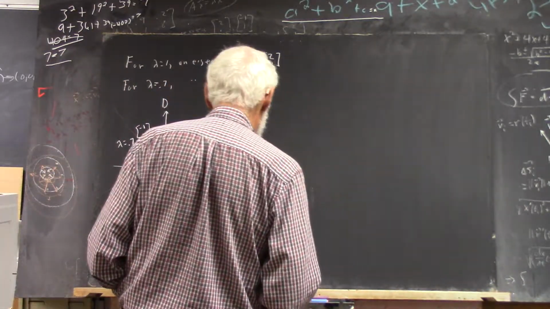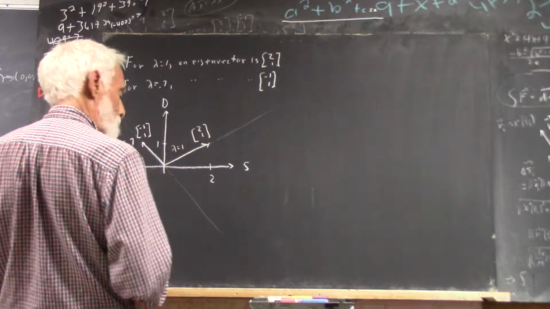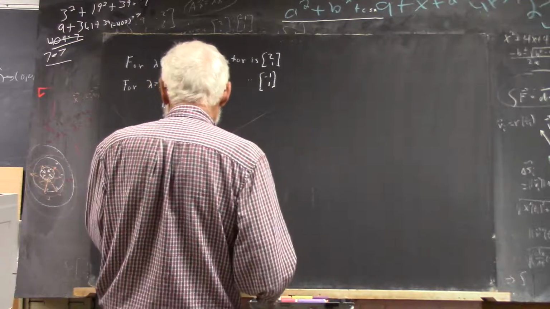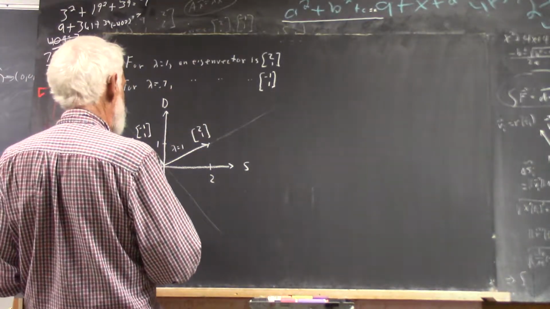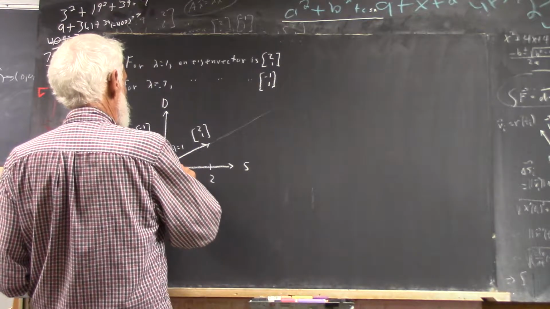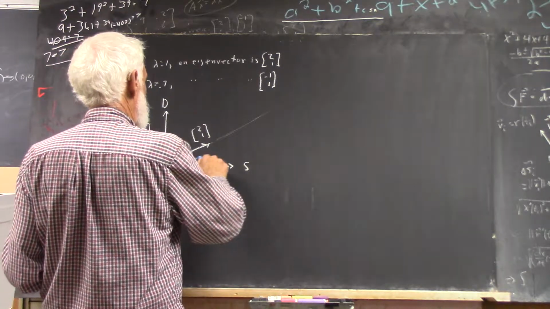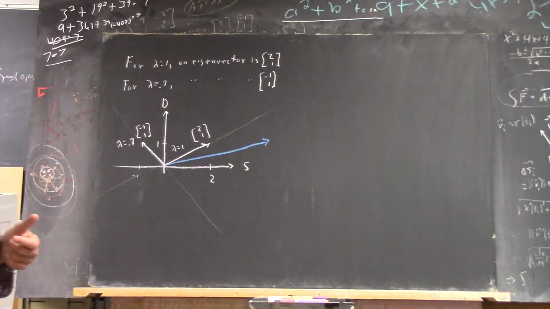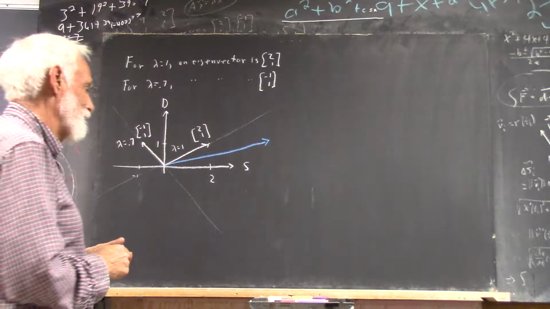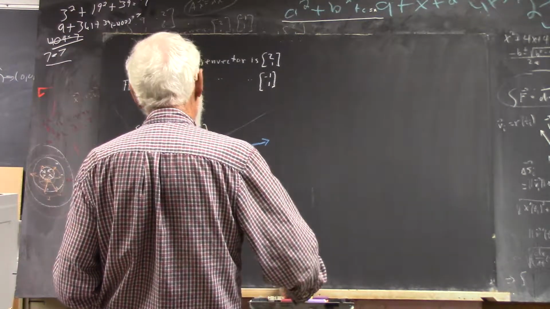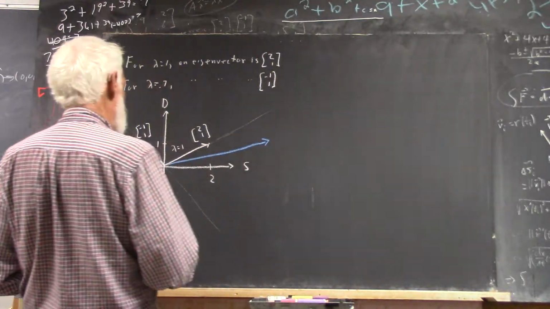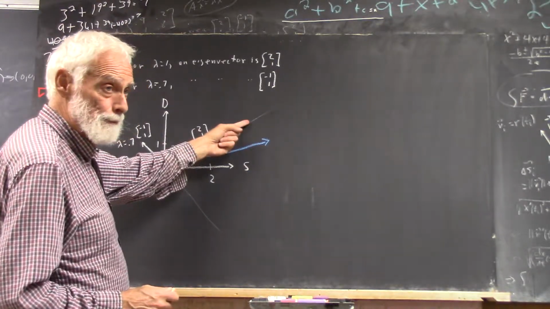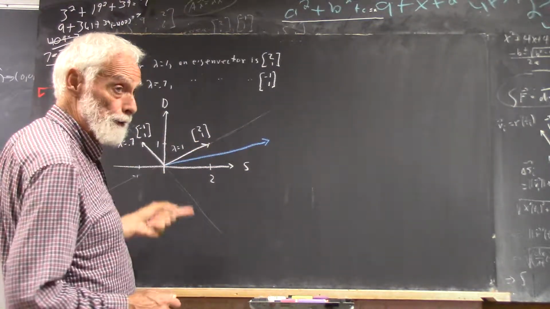Well, let me just take any old vector in the plane, and let's take this nice straight vector. Okay? This vector can be written as a sum of a vector in this direction and a vector in this direction.